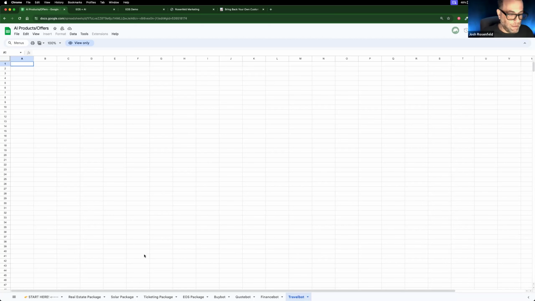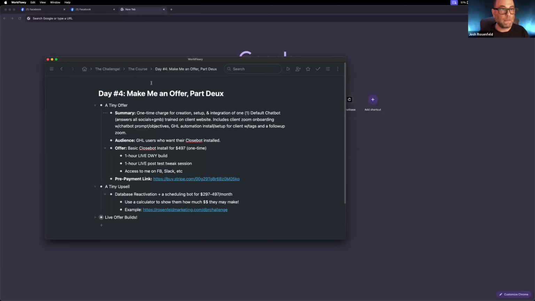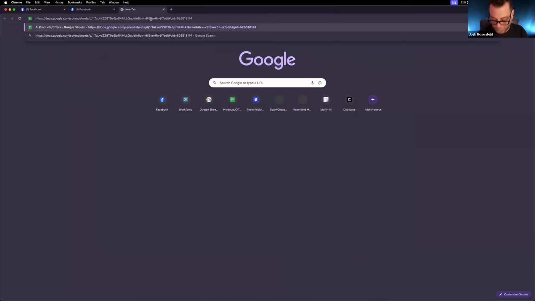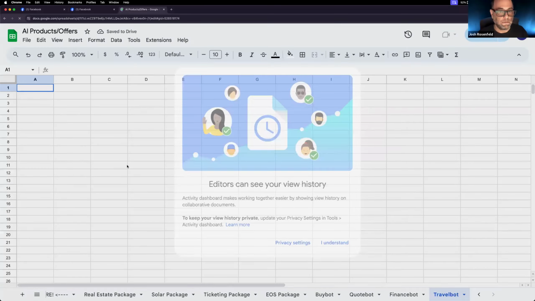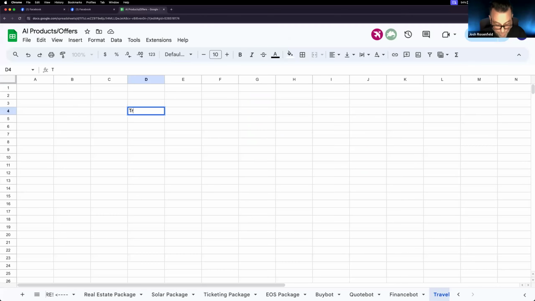Cool. So I'm going to just do a blank page here. So we're going to do a travel bot. I can't type in here. Hold on, let me open up a different browser window. I can't type in there. Okay. I was actually working on these last night and this morning. Cool. Okay, so we're going to make a travel bot.